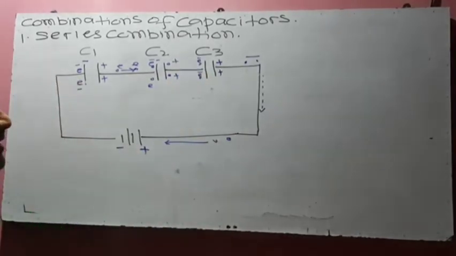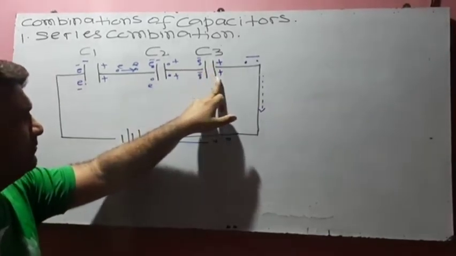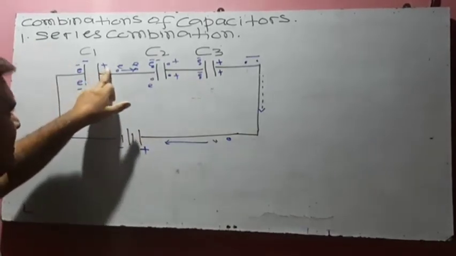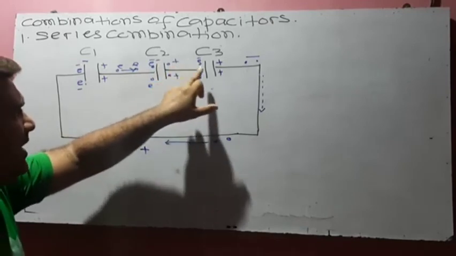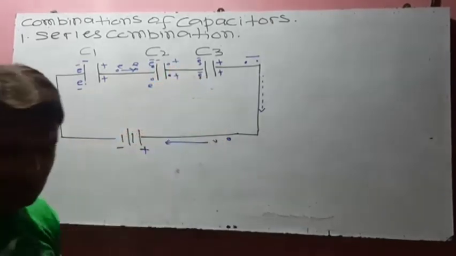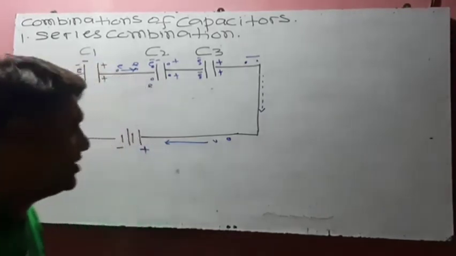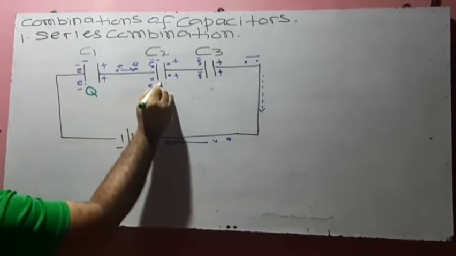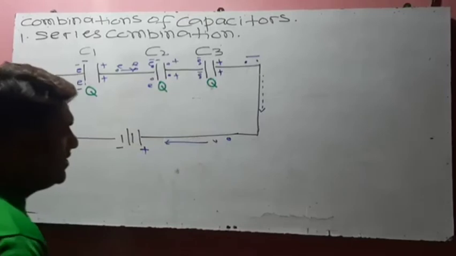Now look at the figure. 2 electrons are emitting and 2 electrons are stored here. 2 electrons are emitting from here and 2 electrons are stored here. So the same amount of charge is stored in the series combination. Here the charge stored will be Q, here Q, and here Q.